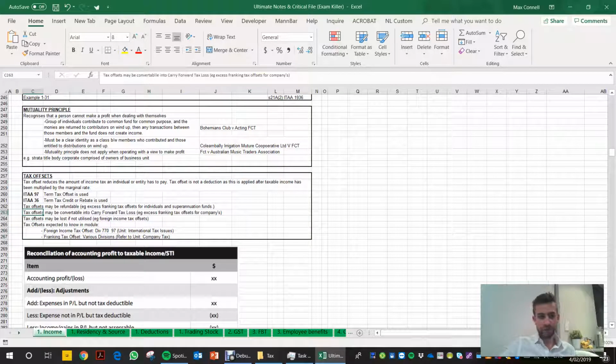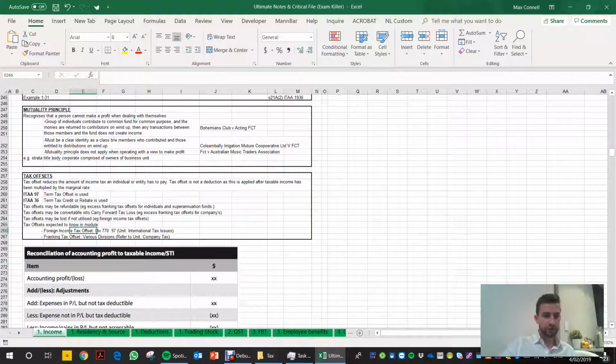Tax offsets can also be convertible into carry forward tax losses. For example, if you are a company, and we'll talk about this in the company section, and you have too many franking tax credits that you're probably not going to distribute out, you can choose to convert that into a tax loss. Very specific rule, but don't worry too much. We'll talk about it later. Tax offsets may be lost if not utilized, but that's not very common. The most common ones are franking credits, where that doesn't happen. You can roll that forward. Foreign income tax offsets can disappear, just a very specific part of that particular offset.